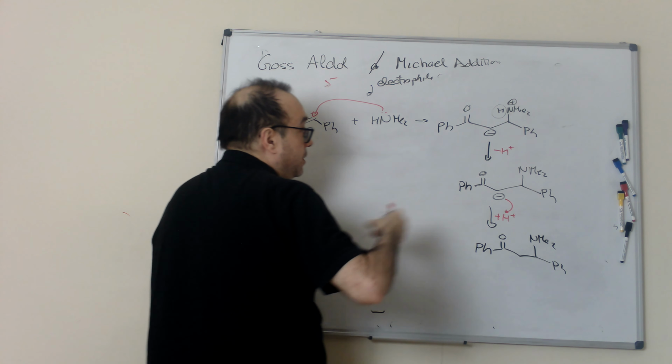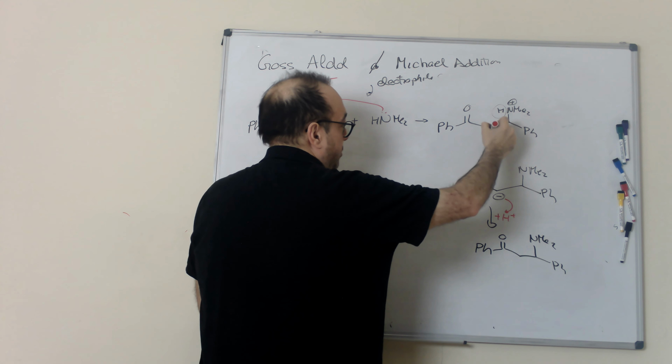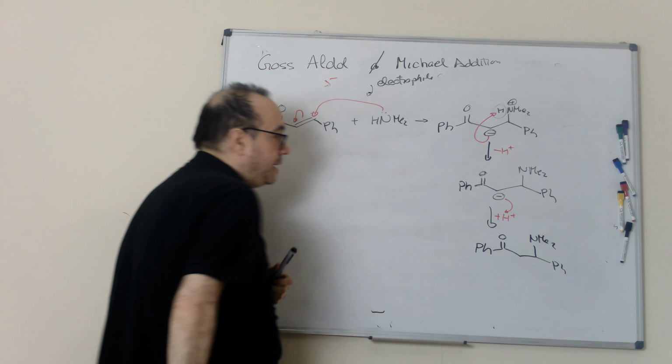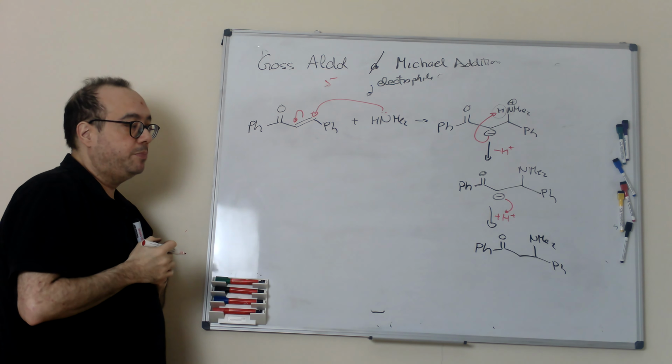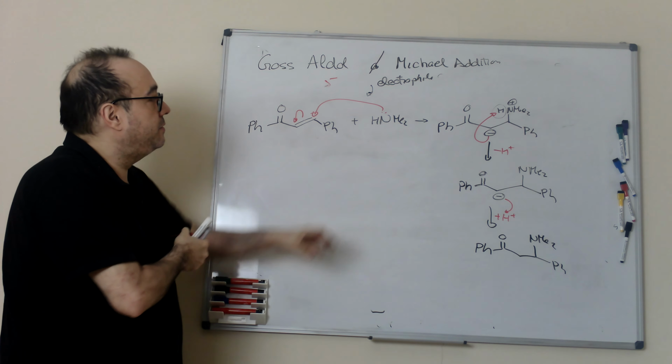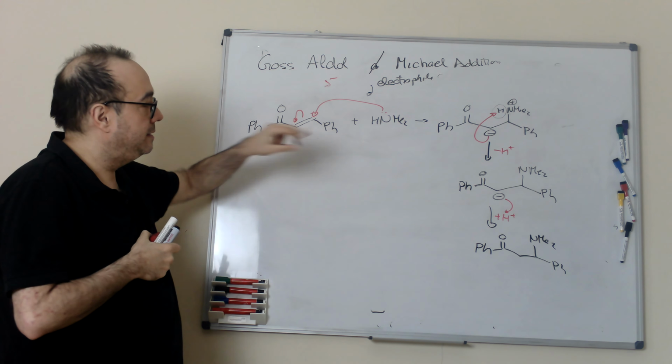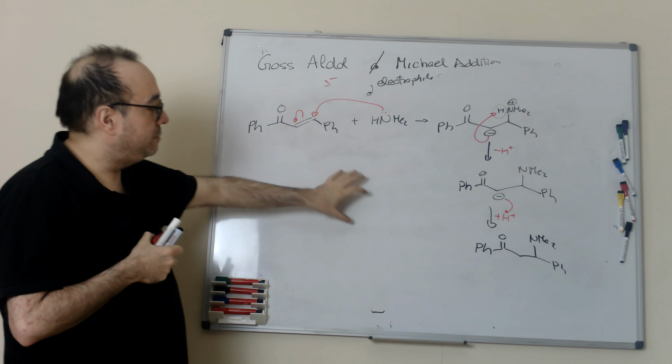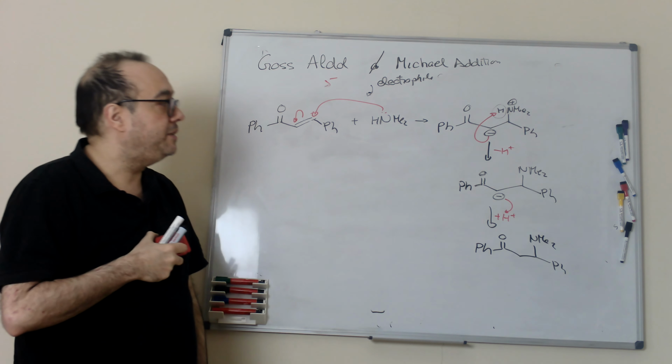Also, you can do exactly in one step. You can say that this negative is taking this hydrogen and we get the final compound. Okay? The pair of electrons of the amine is attacking the double bond and we generate this final compound.